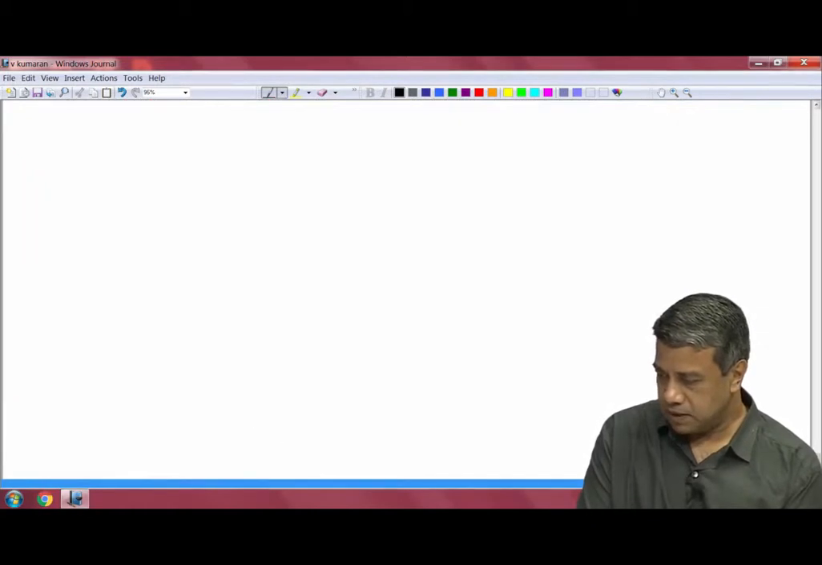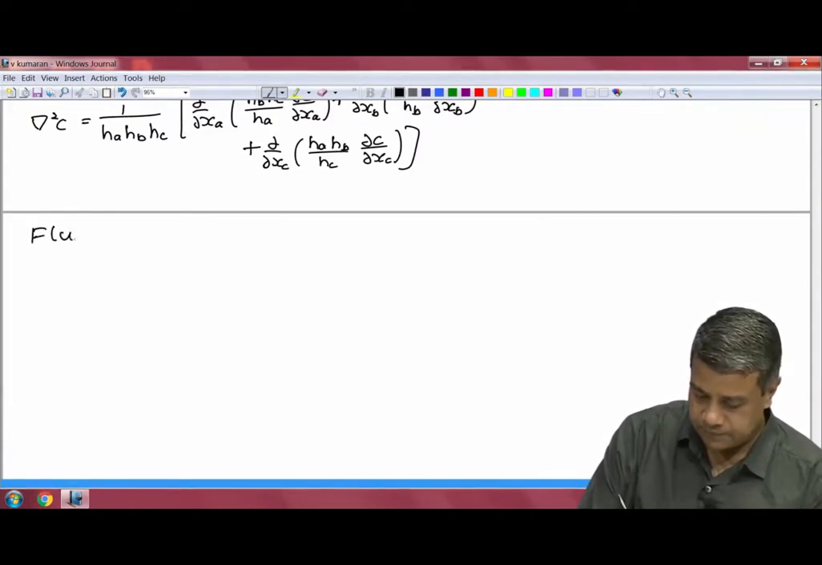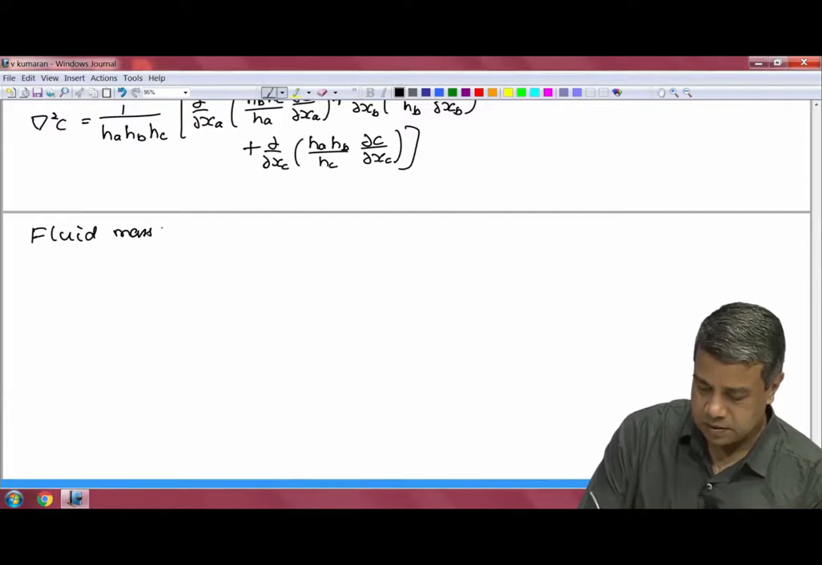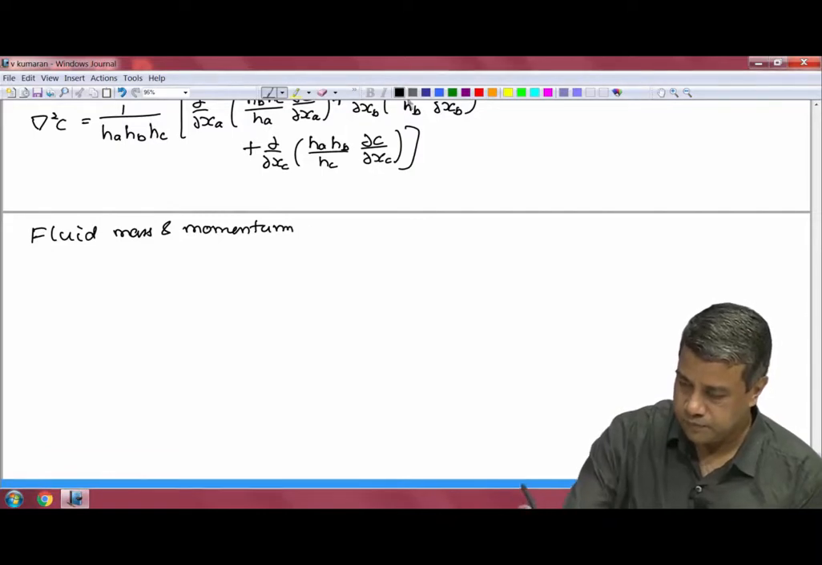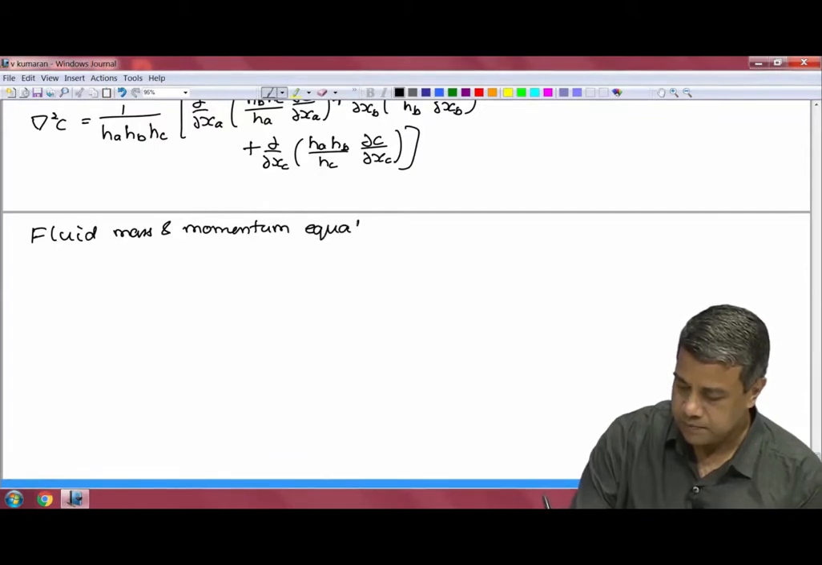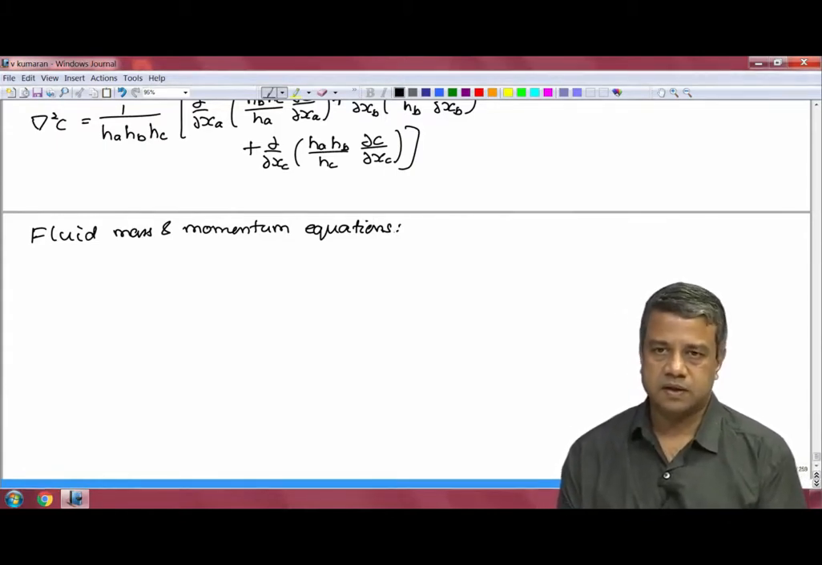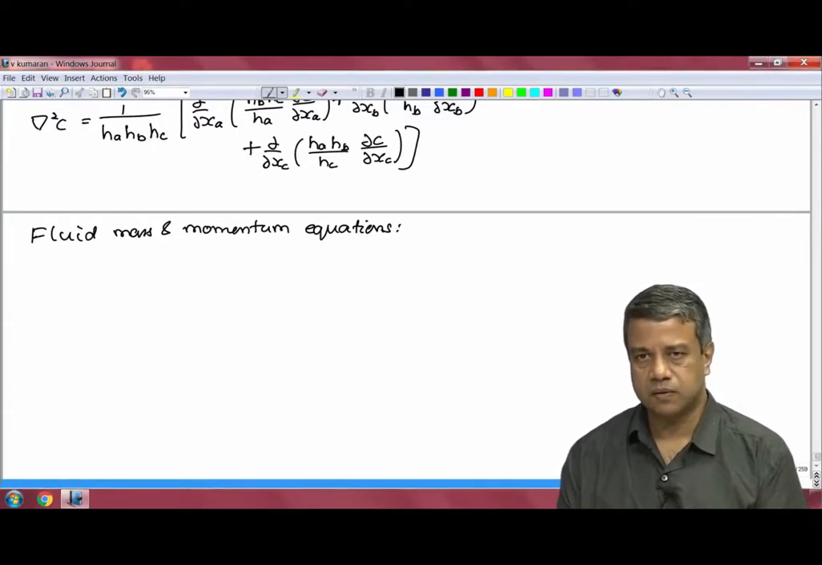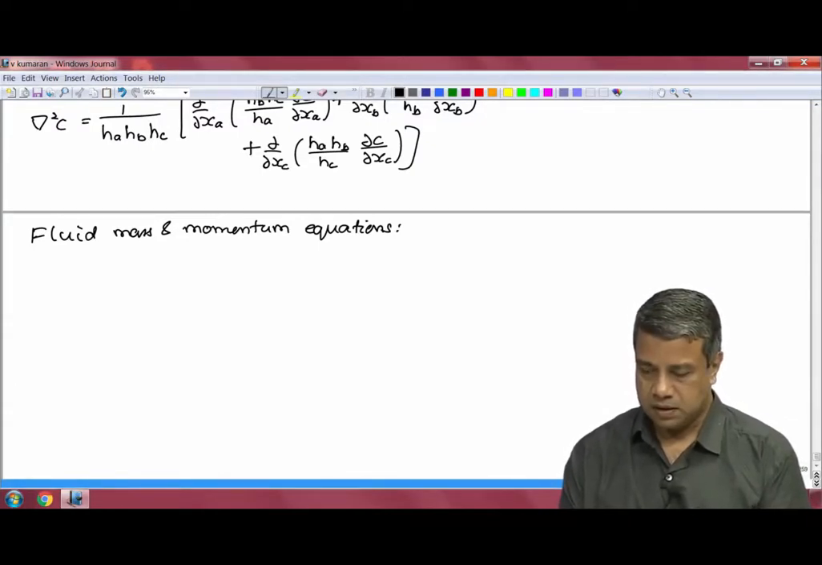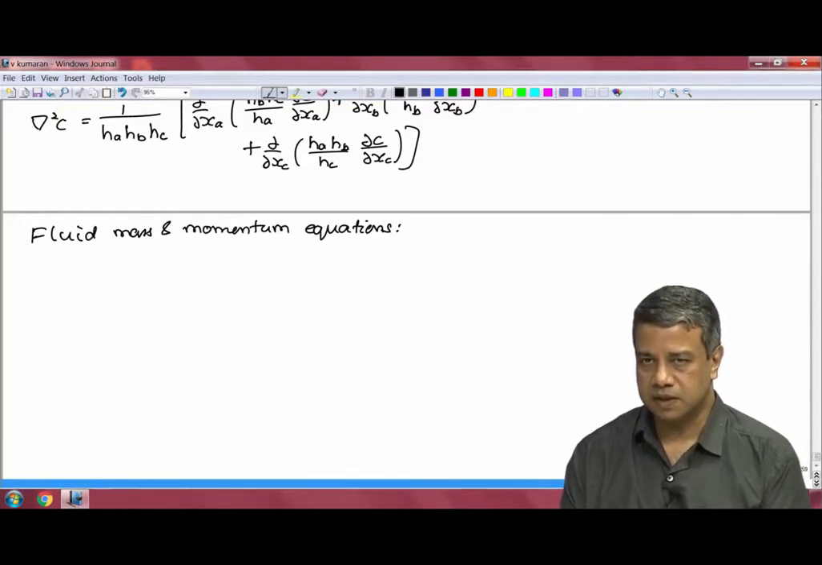Next, we will go on to the fluid mass and momentum equations. Okay. The fluid mass equation is the equation for the conservation of mass for the entire fluid, not one particular component. This fluid mass conservation equation is written for the density of the fluid rho, which is the mass per unit volume of the entire fluid.